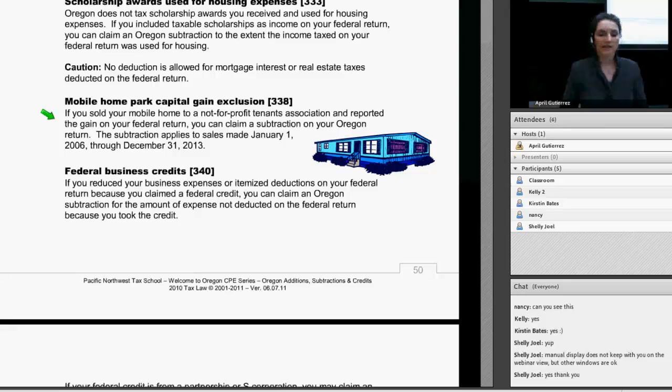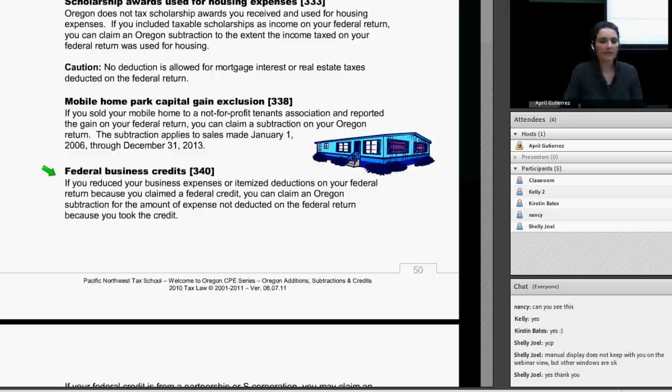Mobile home park capital gain exclusion. If you sold your mobile home to a not-for-profit tenants association and you reported the gain on your federal return, you can claim a subtraction on your Oregon return. The subtraction applies to sales made January 1, 2006 through December 31, 2013.